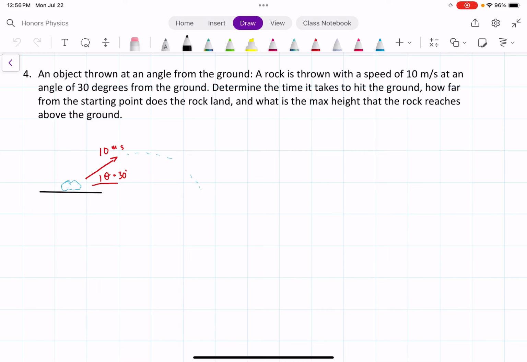A rock is thrown with a speed of 10 meters per second and an angle of 30 degrees from the ground. Determine the time it takes to hit the ground, how far from the starting point the rock lands, and what is the max height that the rock reaches above the ground. Again, we're going to start by setting our reference frame at the rock.